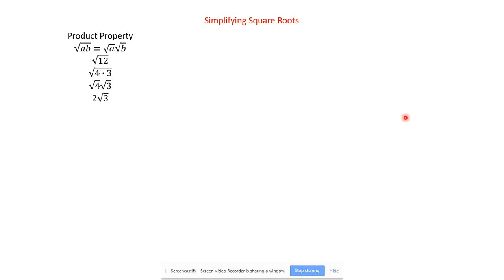A lot of times, though, you're not going to look at a number and think, oh, that's this perfect square times this other number. It just doesn't work out that way. And so I'll show you another way of getting there without having to factor it very specifically like that. The other property that we'll use is the quotient property, which is very similar to the product property, except it uses division. If you have something a over b, that's the square root of a divided by the square root of b. So if you have a fraction underneath the square root, you can deal with the top and the bottom completely separate from each other. And so that simplifies things quite a bit.